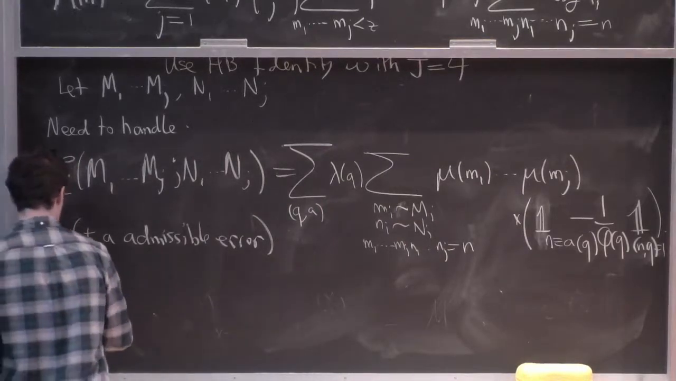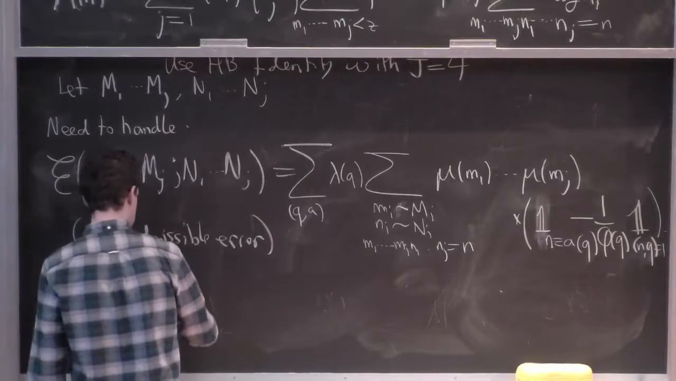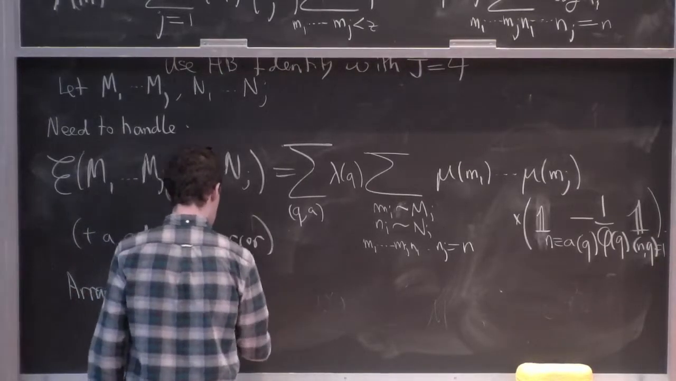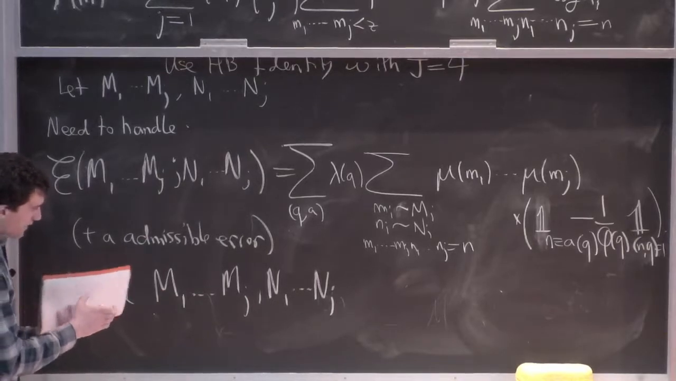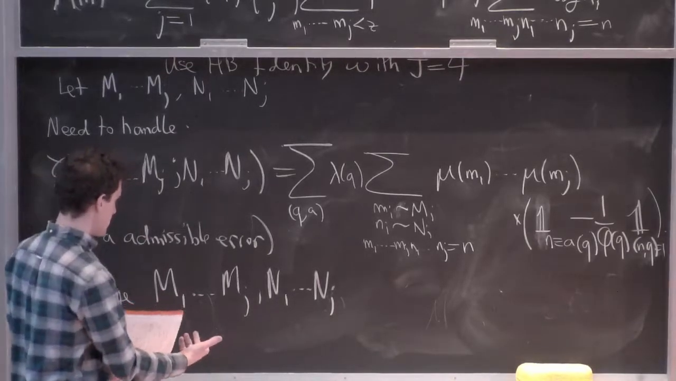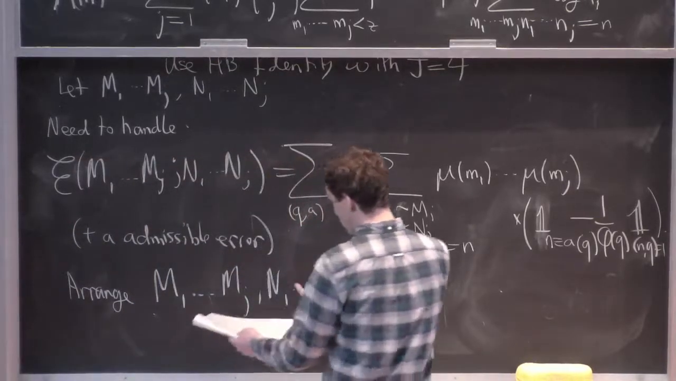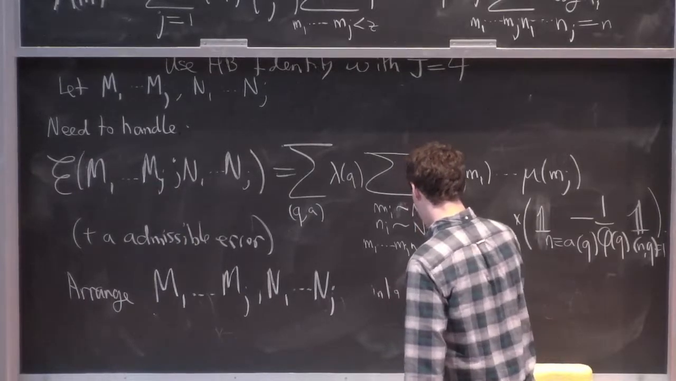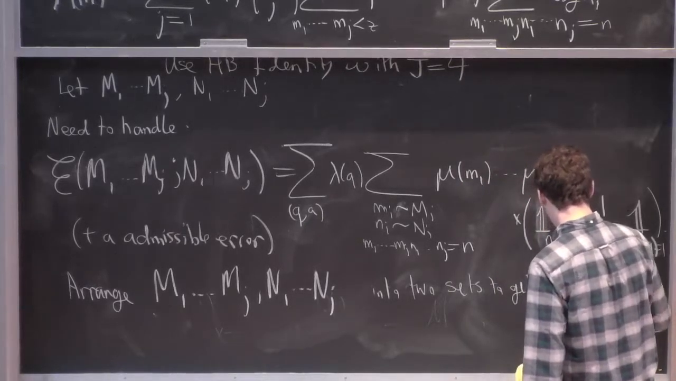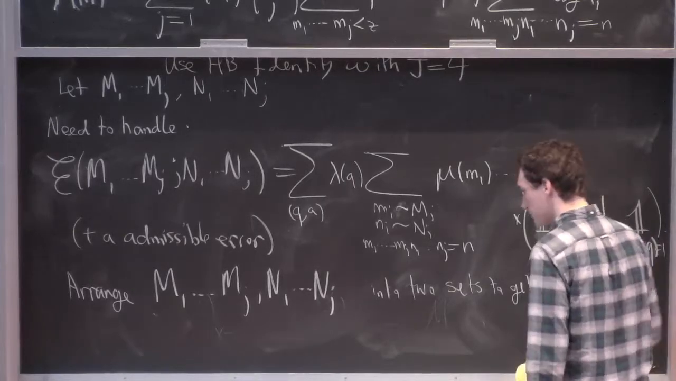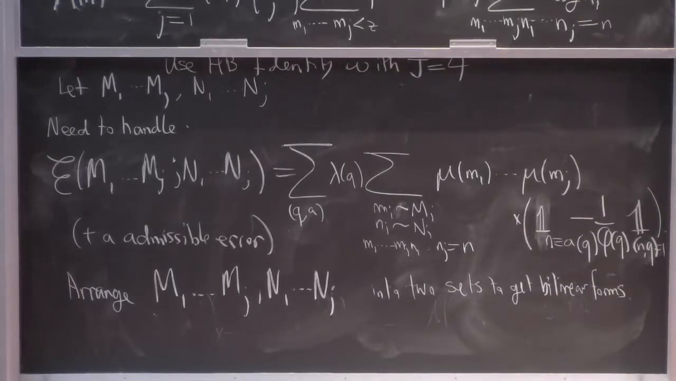And so then the game is to try to arrange these sets of parameters, these sizes for the different variables, m1 up through mj and n1 up through nj, and arrange them into two pieces. We're going to take a partition into two sets to get bilinear forms. The kind of bilinear forms that one ends up having to treat I'll write down next.